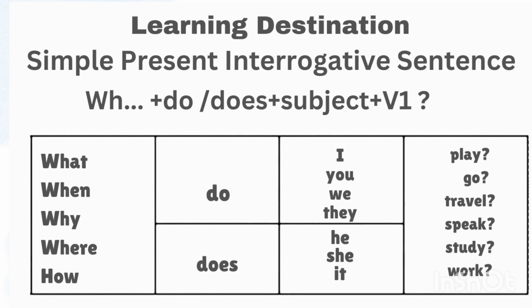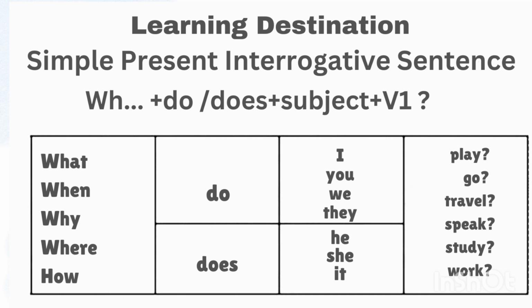When does he go? Why does he go? Where does he go? How does he go? Instead of he, we can use Ras. When does Ras go? Why does Ras go? Where does Ras go? How does Ras go?